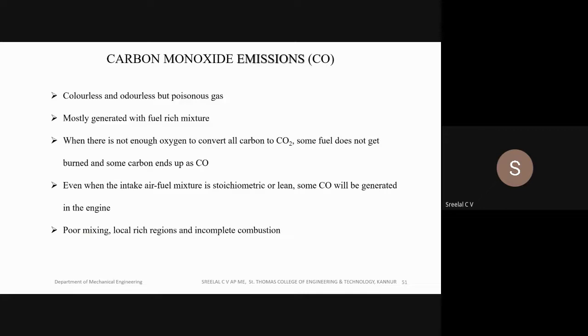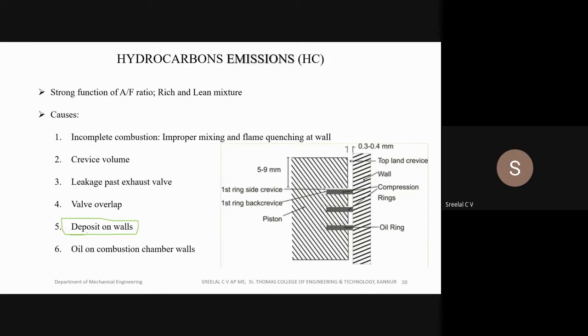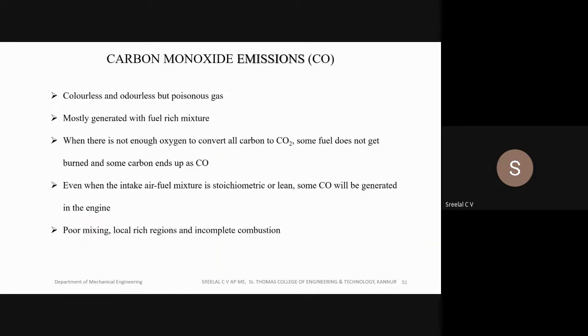Okay. We already know that it is colorless and odorless, but it is a poisonous gas, mostly generated with a fuel rich mixture. While answering you have to keep in mind which air fuel mixture is being used. For this particular hydrocarbon emission, you should understand in which type of mixture it most frequently occurs. Okay, so here it is mostly generated with the fuel rich mixture.